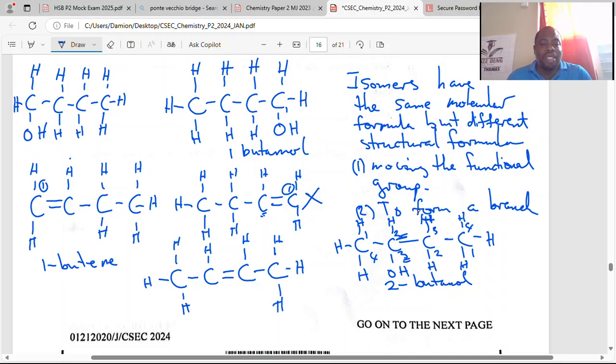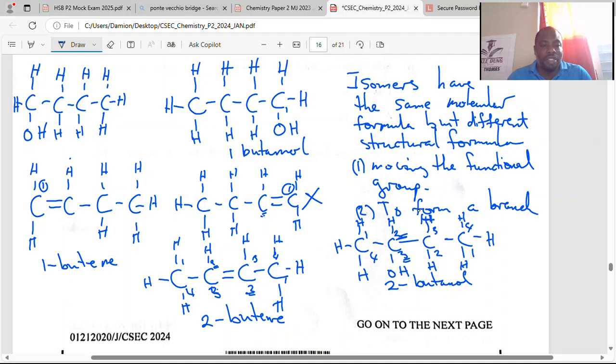So this is how we get it to become an isomer. We move the double bond. Whichever way you count, in this case, you will recognize that you're starting on the second carbon, no matter which direction you count from. So this is going to be 2-butene.